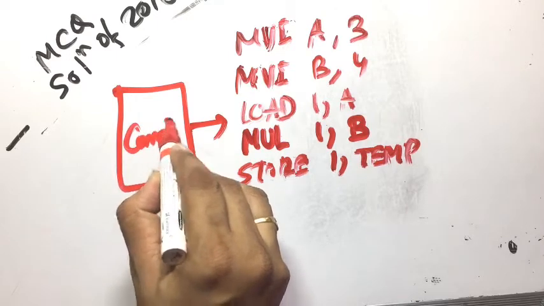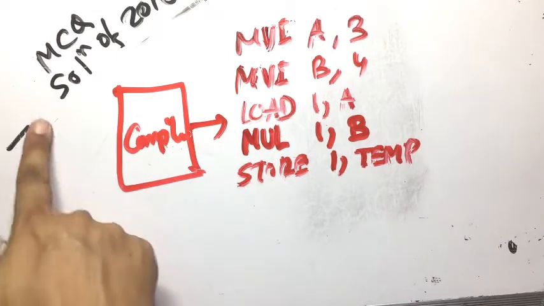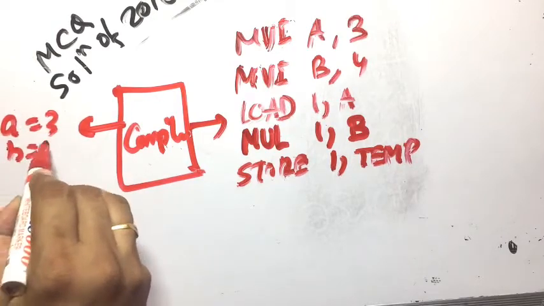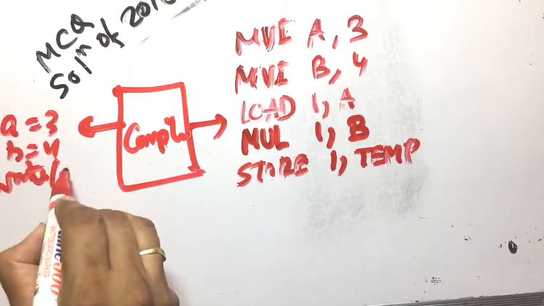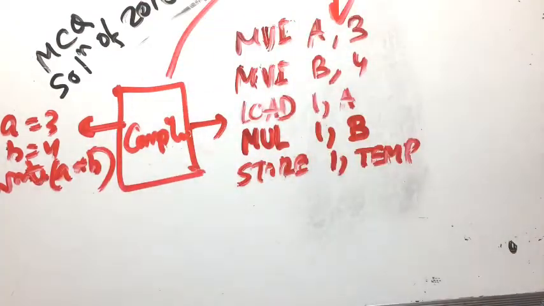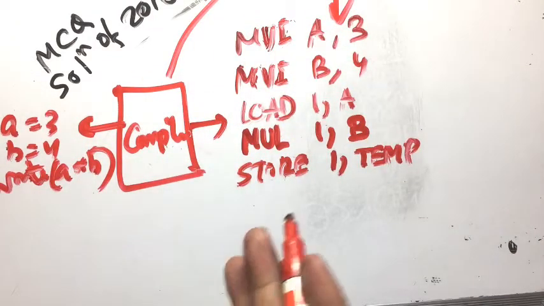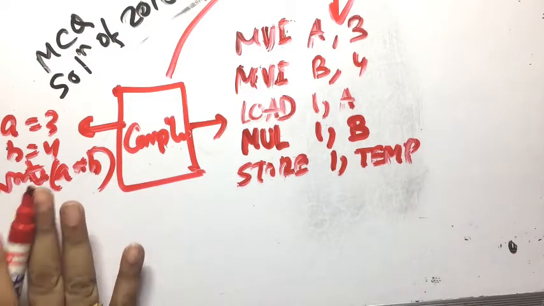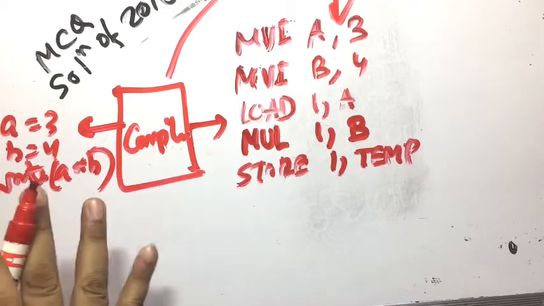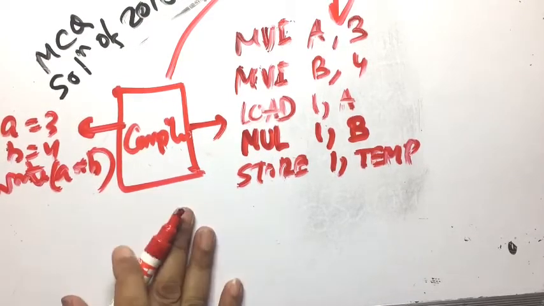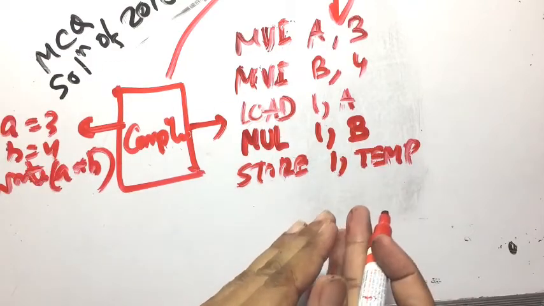There is a compiler to create this code, and the source code is A equal to 3, B equal to 4, and write A into B. Now this source code is converted to this object code. So the compiler creates the object code first, to explain what the source code is. This is the source code, the program code, high level code, and this source code is compiled by the compiler and creates the object code, that is the machine code.